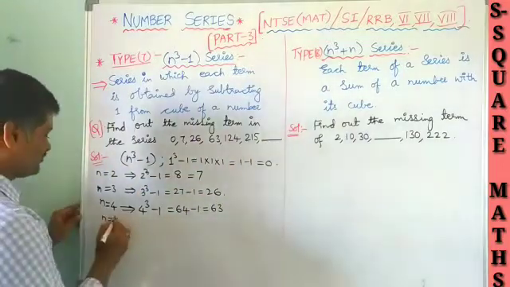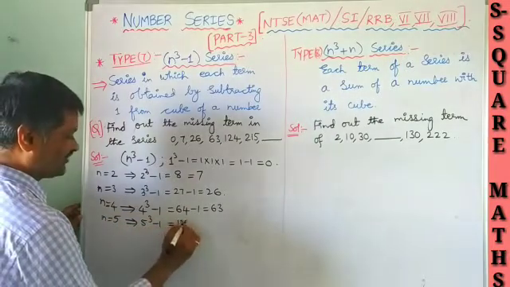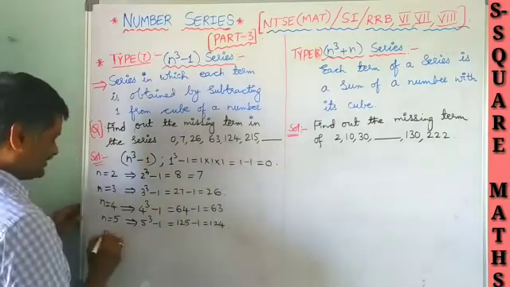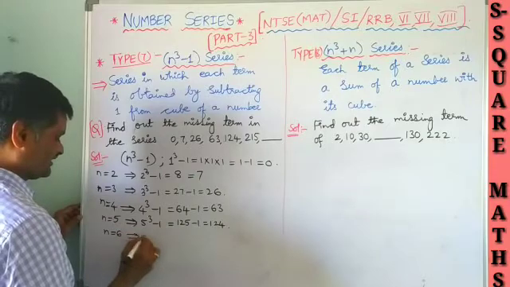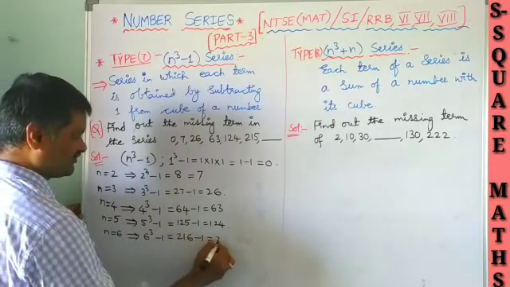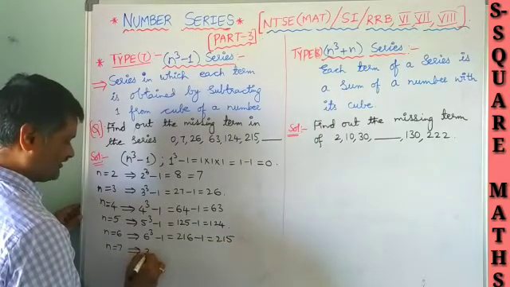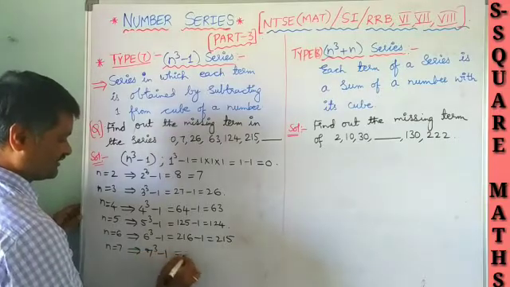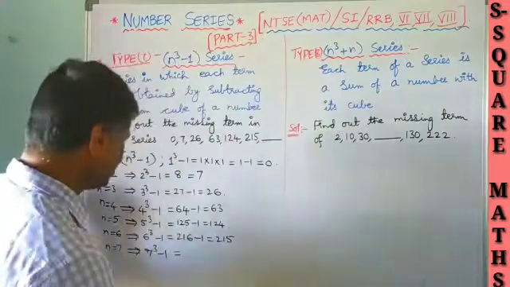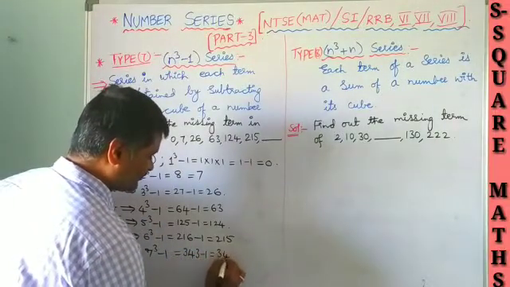So n is equal to 5: 5 cube is 125, minus 1 is 124. Again we got it. Next n is equal to 6: 6 cube minus 1, 216 minus 1 is 215. Finally, n is equal to 7: 7 cube minus 1. 7 into 7 into 7, 7 sevens are 49, 49 sevens are 343, minus 1 gives you 342.